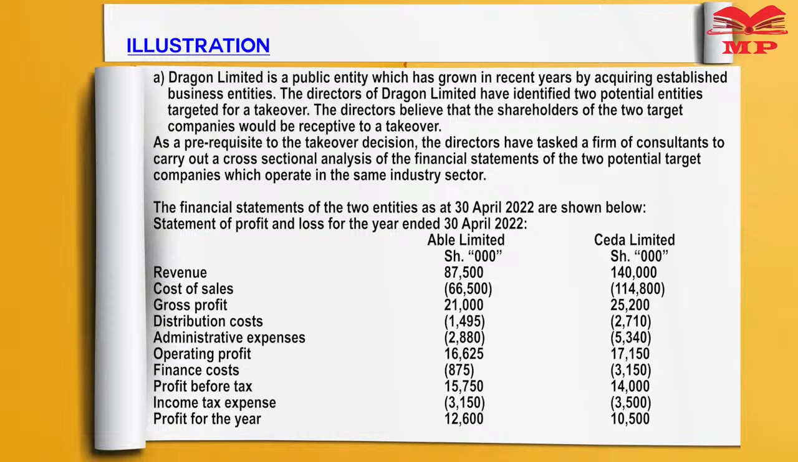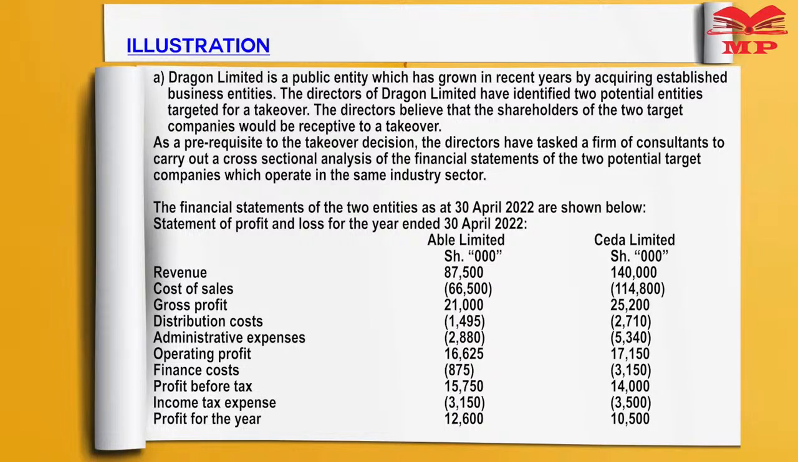As a prerequisite to the takeover decision, the directors have tasked a firm of consultants to carry out cross-sectional analysis of the financial statements of the potential target companies which operate in the same industry sector. The financial statements of 2 entities as at 30th April 2022 are shown below. We have the statement of profit or loss for the year which ended 30th of April 2022 for 2 companies, Able Limited and Cedar Limited.